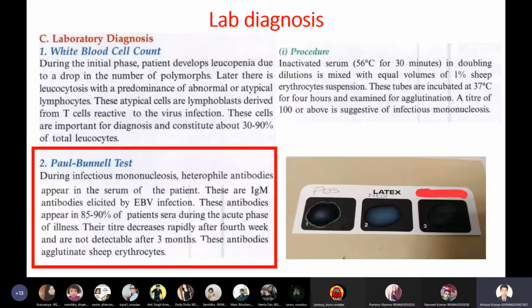These antibodies have the tendency to agglutinate sheep red blood cells. So what we will do is first take the serum of the patient and heat inactivate the serum at 56 degrees centigrade for half an hour.